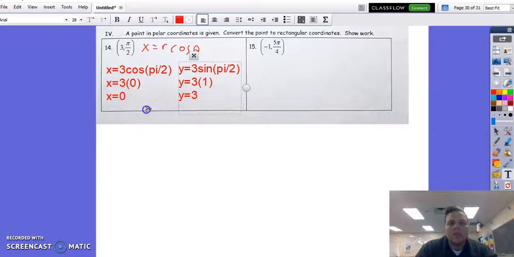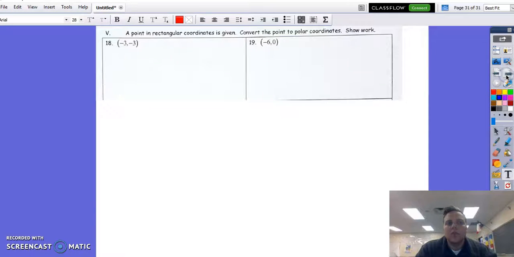So I know I have the point (0, 3). And that's all there is to it for that problem. That's my answer, (0, 3). Okay, let's go on. Problem 18.